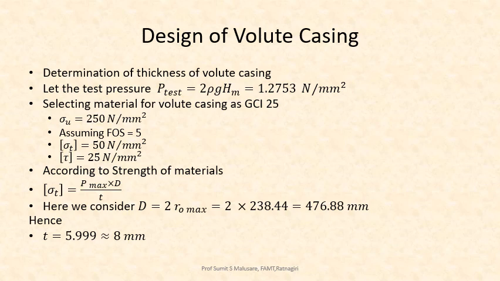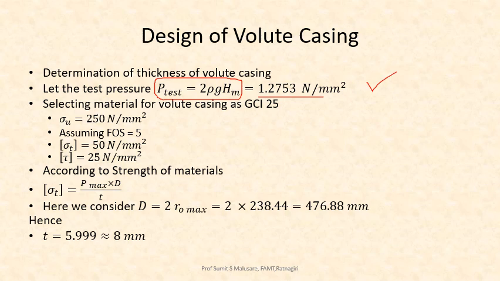How to find out the thickness of the volute casing? For that we are going to use the standard formula from strength of materials. For that we need the testing pressure. We generally consider testing pressure as 2 times the pressure generated by the pump. We assume that it is equal to 2 times rho g into Hm. So that comes out to be 1.2753 Newton per mm square.